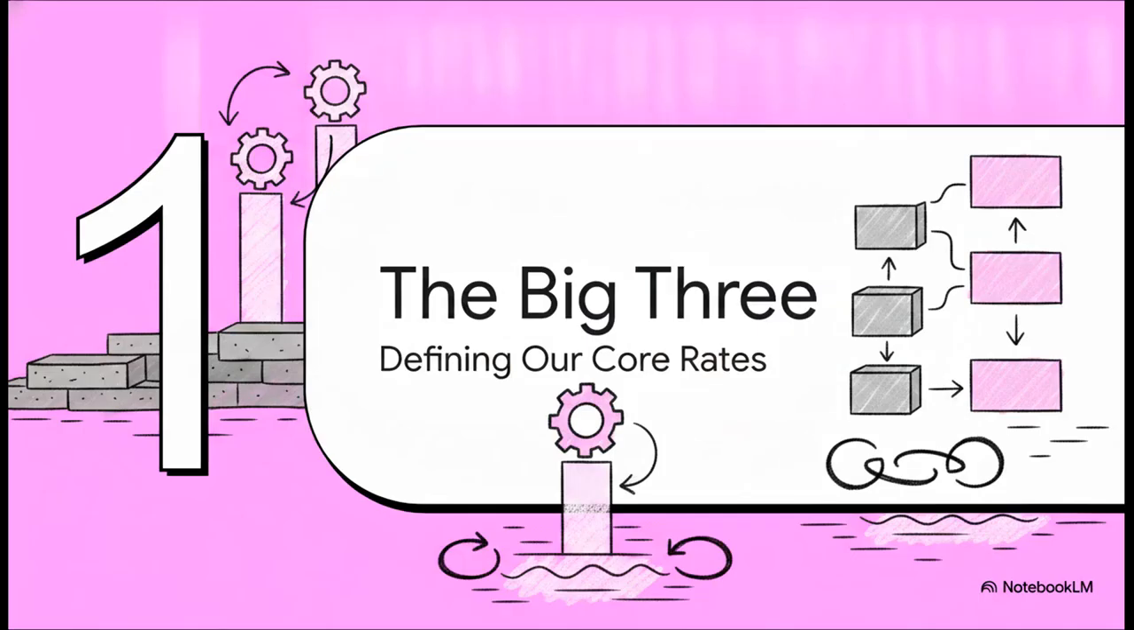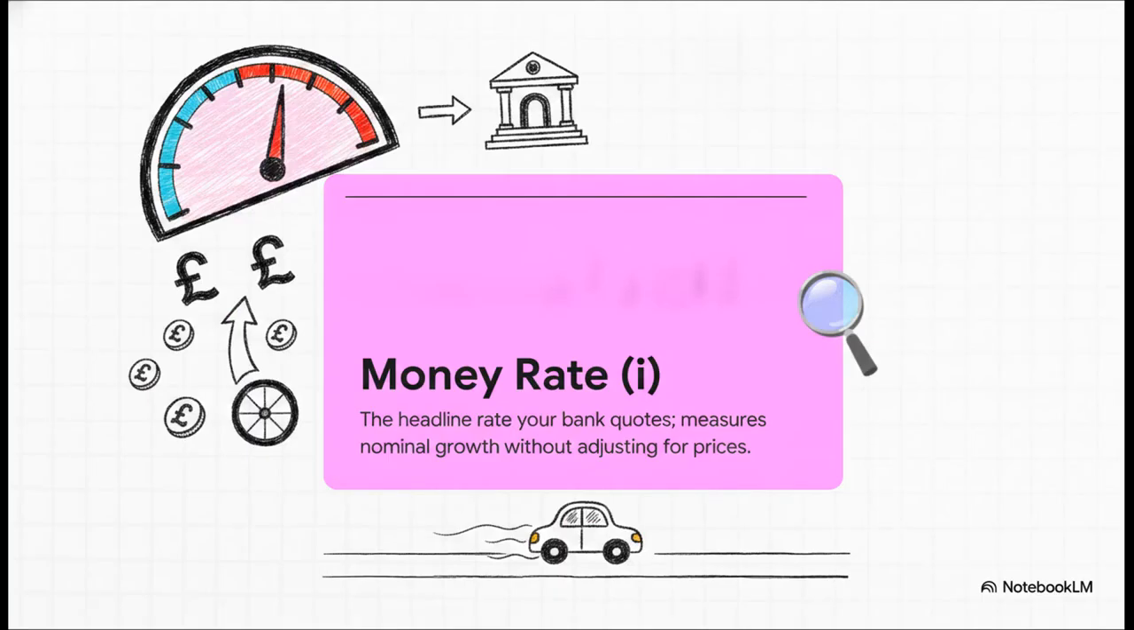Okay, Section 1, the Big Three. Let's define our core rates. First up, we have the money rate. We denote this with a lowercase i. You might also hear it called the nominal rate. This is the headline rate your bank quotes you, measuring exactly how fast your raw pounds and pence are growing. I want you to think of the money rate like the speedometer of a car. It tells you exactly how fast your wheels are spinning relative to the ground beneath you.